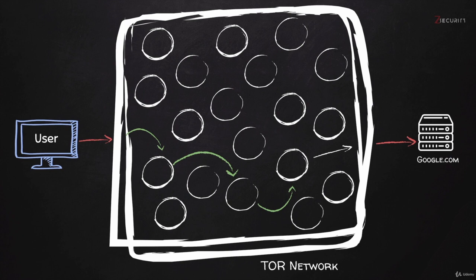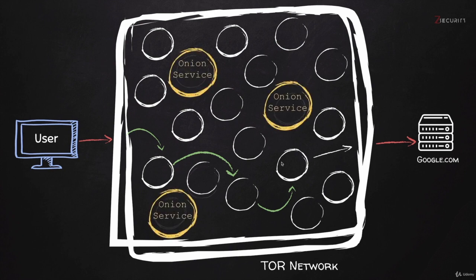So this diagram right here would usually look more like this in real life. So you'd have some nodes or relays which you can use in order to go to a certain destination on the internet. But at the same time, some of the connected nodes or some of the connected devices are actually acting as onion services.